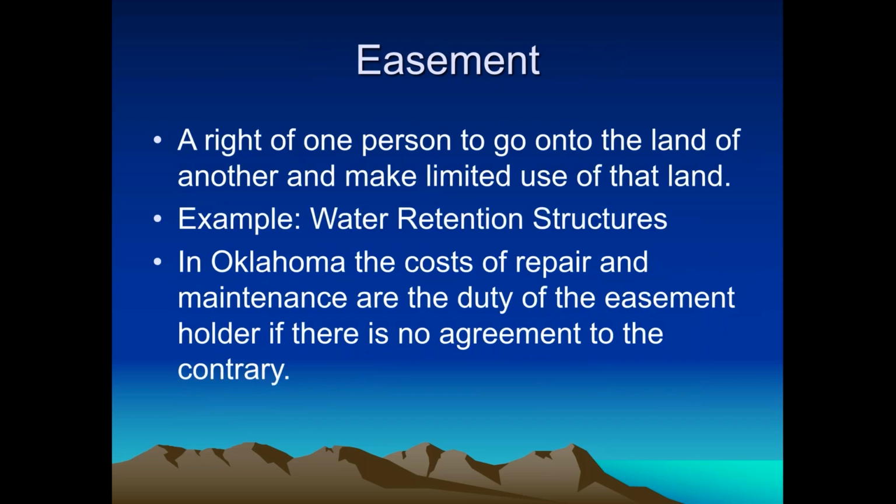Then we get into what is an easement, right? It's a right of one person to go onto the land of another person and make limited use of that land. So for water retention structures, what you're doing is you're getting an easement to go in and construct and build and operate and maintain a water retention structure, but that's the limited use of that land. You can't go out there and fish on that landowner's property, throw parties on his property or anything like that. It's very limited in the use of that land. In Oklahoma, the costs of repair and maintenance are automatically the duty of the easement holder if there's no agreement to the contrary.